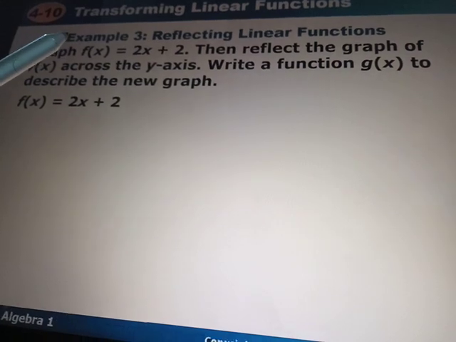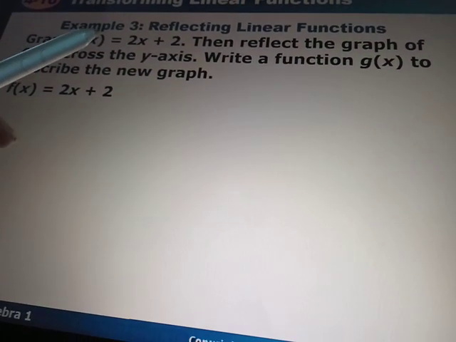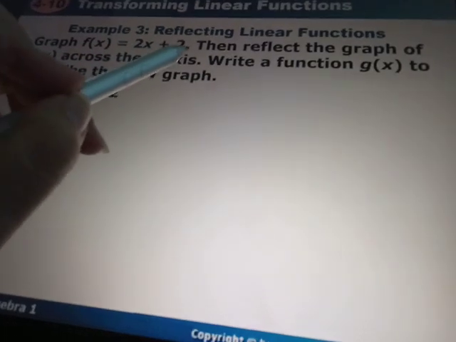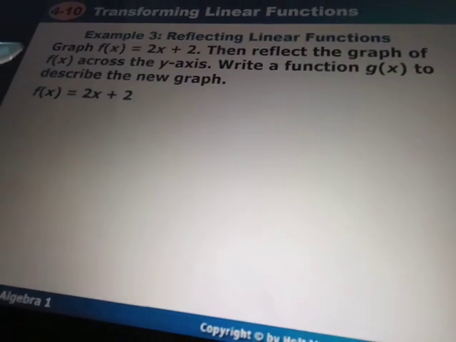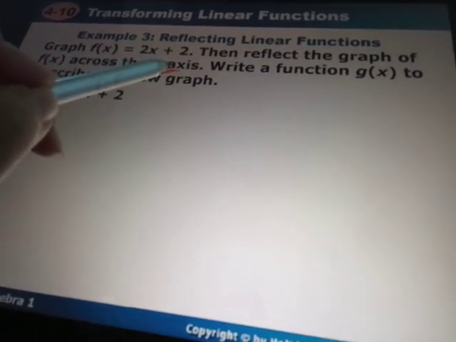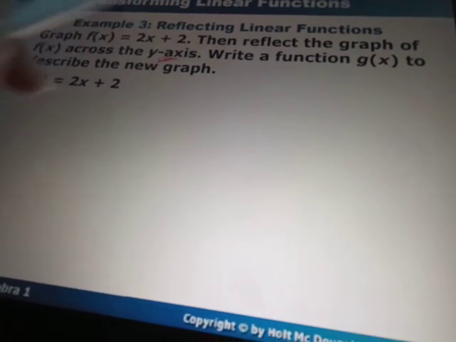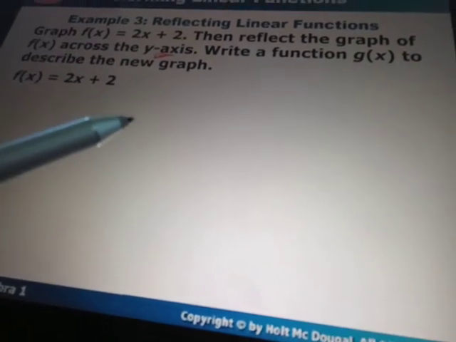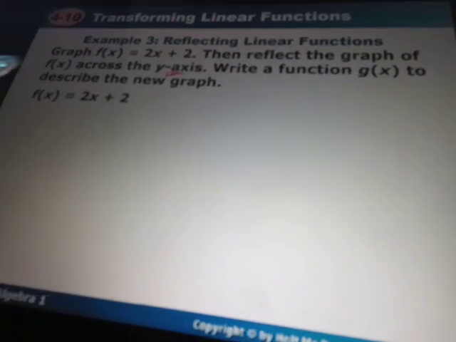We will solve an example for this. Graph f(x) = 2x + 2. Then reflect the graph of f(x) across the y-axis. What will you do to reflect across the y-axis? We multiply the slope by -1. Write a function g(x) to describe the new graph.